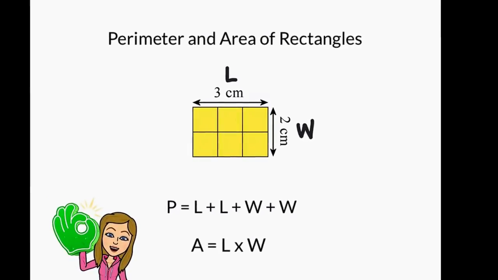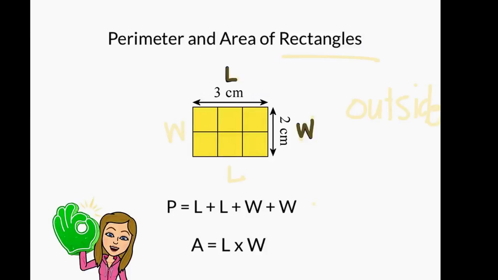Let's look at some amazing examples. So here, I'm going to show you how to find the perimeter and area of rectangles. When you're finding perimeter, remember I'm finding the distance on the outside of the figure. So in order to do that, I'm going to have to add the length and the width along with the other length and the other width.